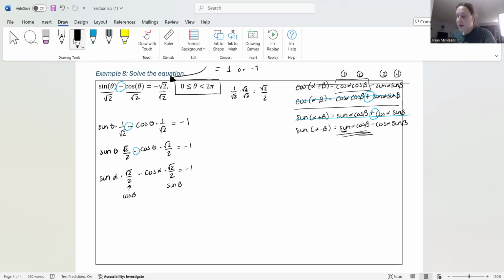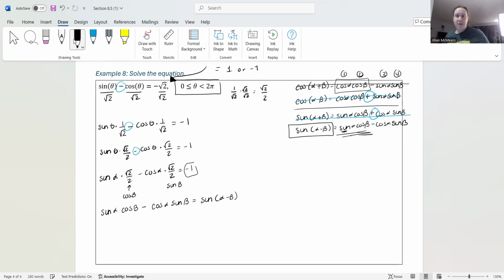And then what we need to do is think about how we can rewrite this formula, okay? So I'm going to rewrite it as sine of alpha cosine of beta minus, and then I'm going to do cosine alpha sine of beta. And then instead of saying equals negative 1, I'm going to write out what the formula actually equals. The formula is actually equal to sine of alpha minus beta.